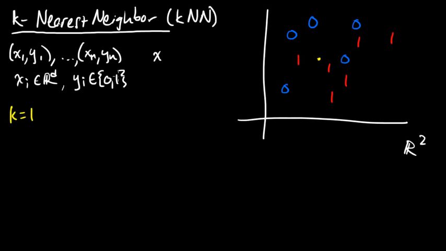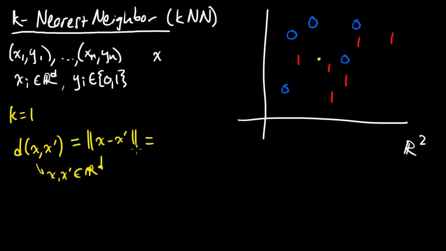Now, I should say in the k-nearest neighbor algorithm, we're assuming some distance metric. So there's some metric, d(x, x prime), where x and x prime are points in Rd. And this is some distance metric, or maybe more generally just some measure of dissimilarity between these two points. And for now, just to keep things nice and simple, we'll take this to be the Euclidean distance.